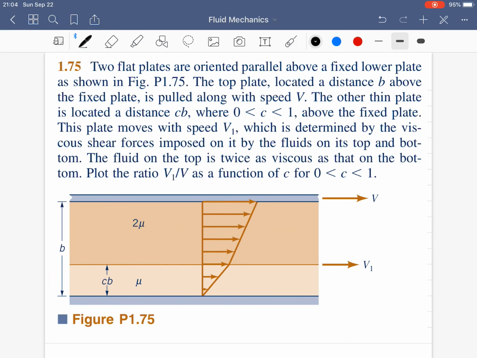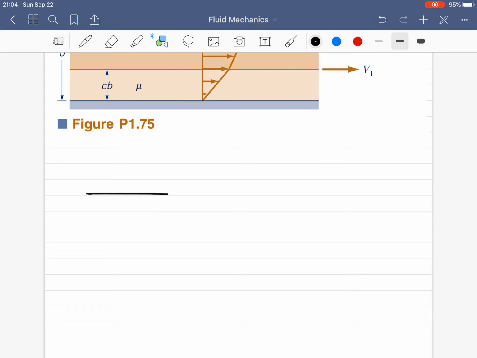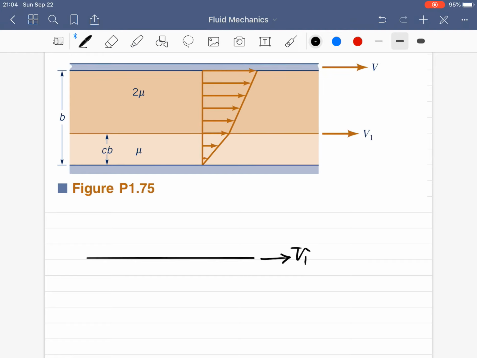So to solve this problem, for the thin plate that is pulled with velocity v, there are two forces. One is due to the shear stress on the bottom of the plate, which we show as FL, and one on top of it due to the shear stress acting on it because of the presence of the fluid on the upper surface. And these two forces must be equal to each other.